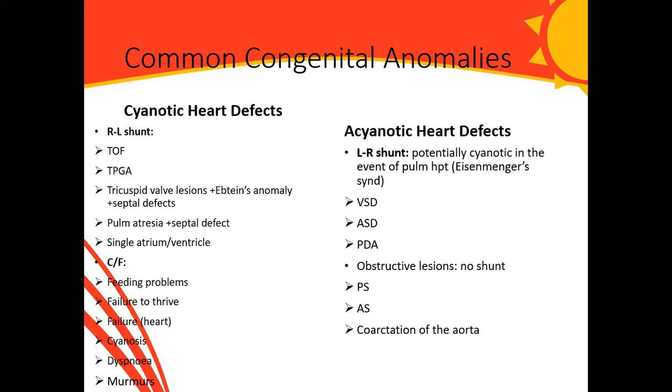The acyanotic heart defects will be due to left to right shunt, but in the presence of pulmonary hypertension, this may potentially be cyanotic, especially in what we know as Eisenmenger's syndrome. Conditions that lead to left to right shunt include ventricular septal defect, ASD, and PDA. Sometimes you can have obstructive lesions where there are no shunts, like pulmonary stenosis, aortic stenosis, or coarctation of the aorta.